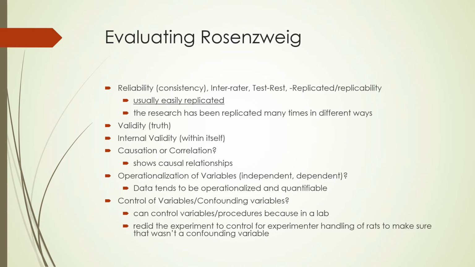So in terms of evaluating Rosenzweig, there is reliability. It's been easily replicated. There is an internal validity within this. It does match up between what they're trying to study and what they carried out in terms of the experiment. It does show causal relationships. So this is quite a strong study in those ways. Other than animal studies and the limitations that come with that, a lot less limitations than you would normally see in a study.